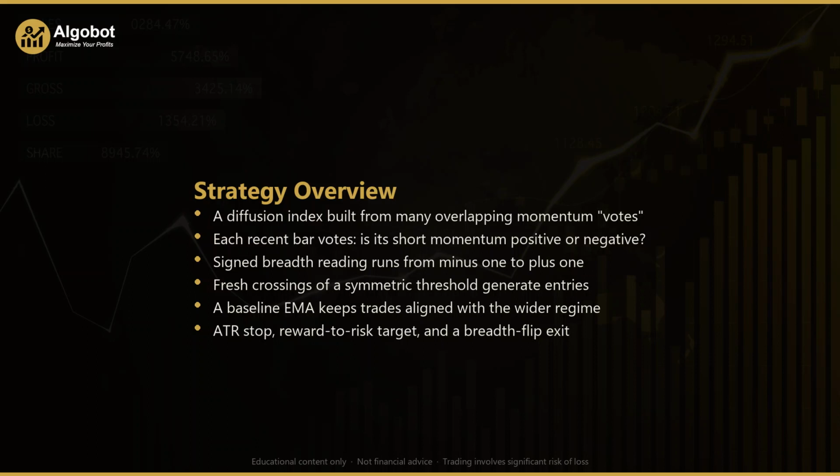A reading near +1 means almost every recent bar is riding an uptrend, so directional participation is broad and mature. A reading near -1 is the mirror image, a broadly bearish tape. A reading near 0 means up and down momentum are canceling out, a balanced or choppy market where there's no clear consensus. By default, the strategy looks at a window of 20 bars, each voting on 3-bar momentum, and then smooths the raw index with a short exponential moving average so that single-bar noise doesn't whip it around. The smooth value is what the strategy actually watches.